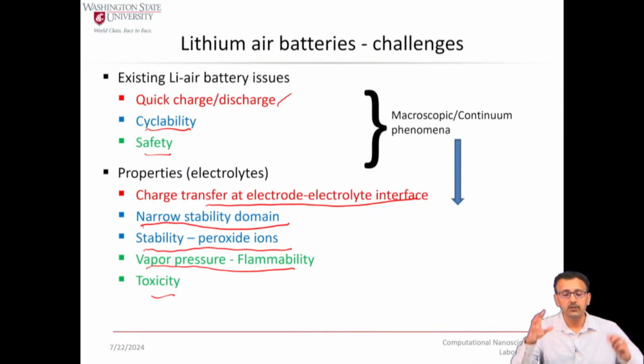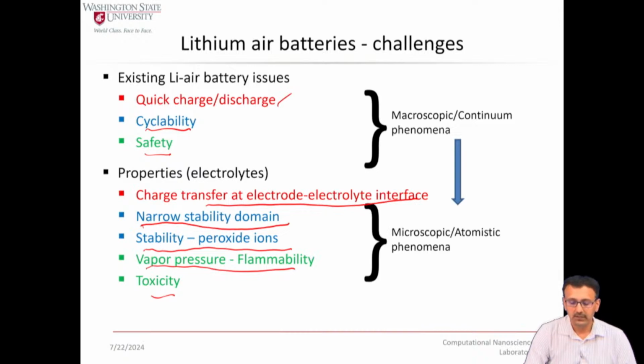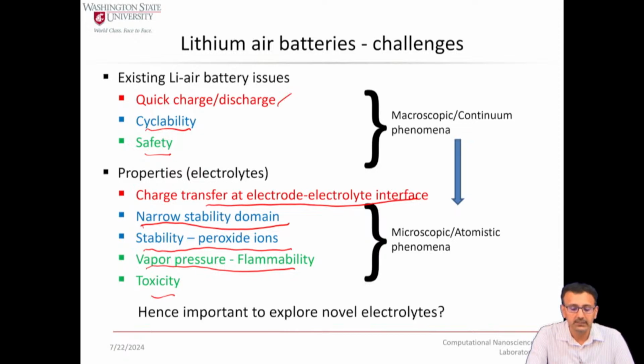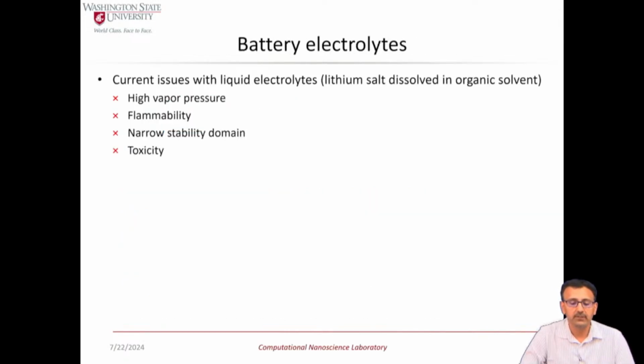So basically, the idea is how can we map the macroscopic continuum level requirements for the performance of the battery to something at the microscopic atomistic level that is related to the properties of these electrolytes, and how can we then use it to down select appropriate chemical systems that will do this job. So it is important to explore novel electrolytes and how do we down select.